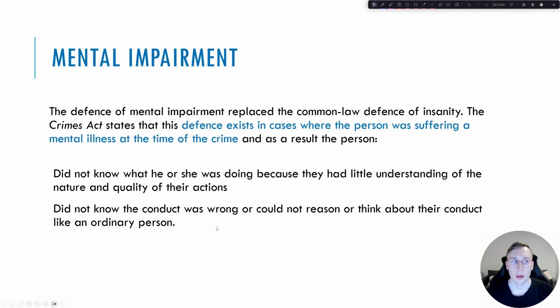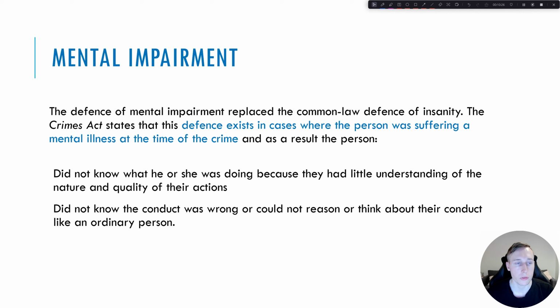All right. Our last one is what's known as mental impairment. In America, they commonly refer to this as insanity, but basically the defense exists where the person was suffering a mental illness at the time, and they didn't know what they were doing or they didn't know their conduct was wrong. So it needs to be a diagnosed mental illness.